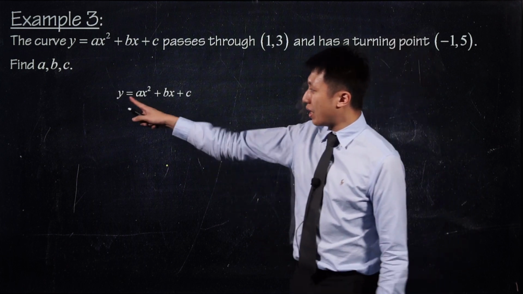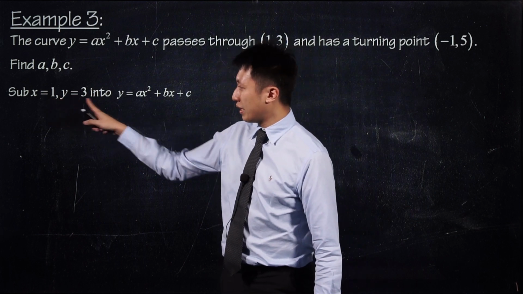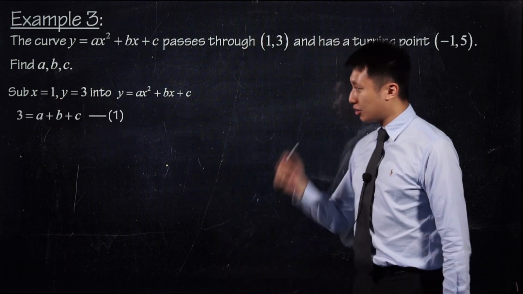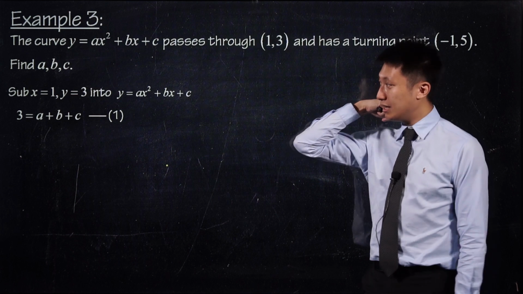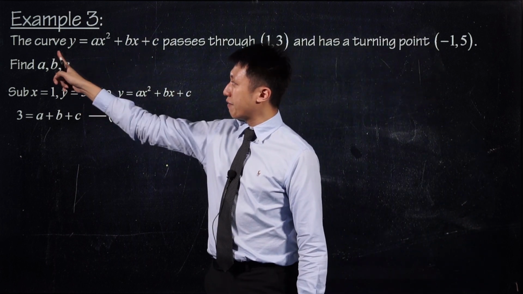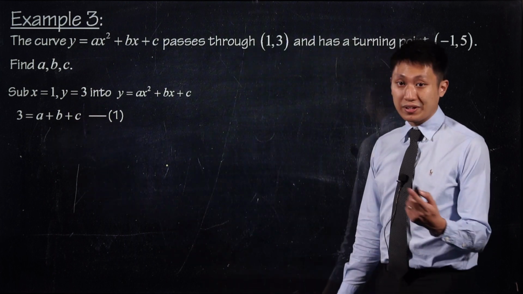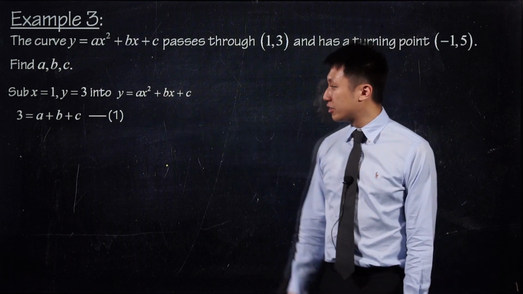All right. So y is equal to ax squared plus bx plus c. You sub x equal 1 into this one. So 3 is equal to a plus b plus c. No problem with this one, right? I sub 1 into here. Then left hand side and right hand side, I compare. So it's a plus b plus c equal 3. I name it equation 1.